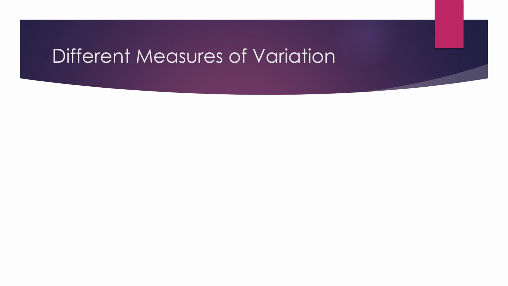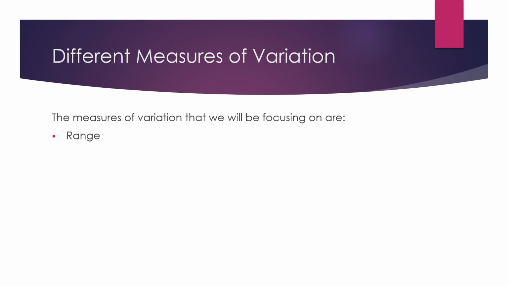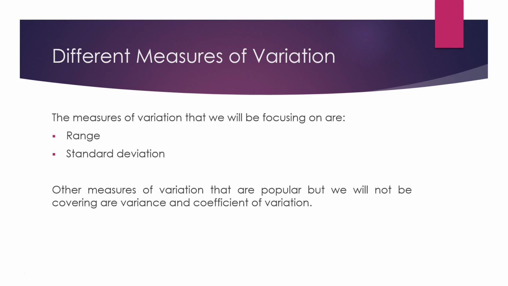There are a number of different types of measures of variation. We are going to focus on just two of them for now. And those two are range and standard deviation. Other measures of variation that are also popular that we won't be covering are variance and coefficient of variation. We will eventually be returning back and talking about variance a little bit later on in Unit 4.